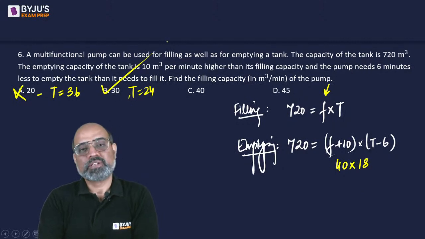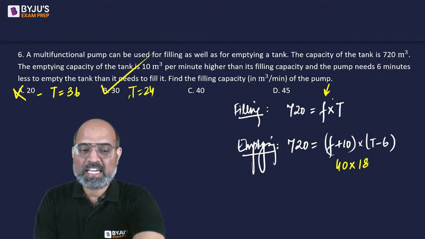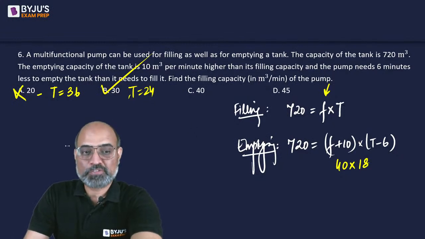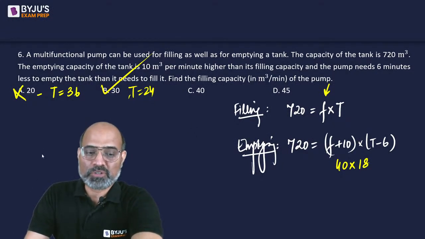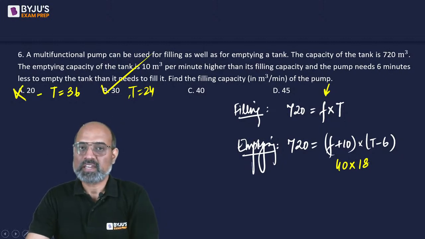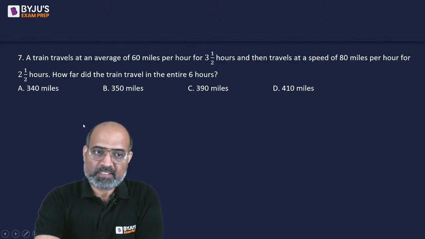So हमारा आंसर B हो जाएगा. So filling capacity यानी f की value पूछे थे और the value of f was given in the options. ऐसे solve कर लिया. Okay. B is the answer.